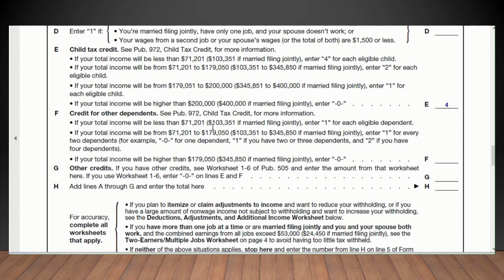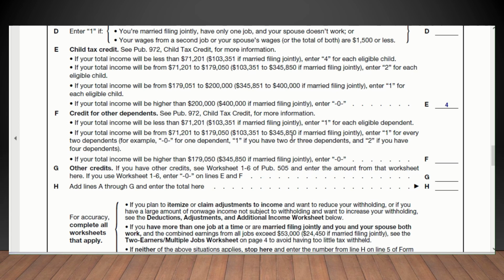Just like we did for the child tax credit, there are phase out ranges. So in this case, if you make less than 71,201 for single or head of household, or 103,351 for married filing jointly, you enter 1 for each dependent. Now, if your income is above that threshold, but less than 179,050 for single or head of household, or 345,850 for married filing jointly, enter 1 for every other dependent. So what that means is if you have 2 or 3 dependents, you enter 1. If you have 1, you enter 0.